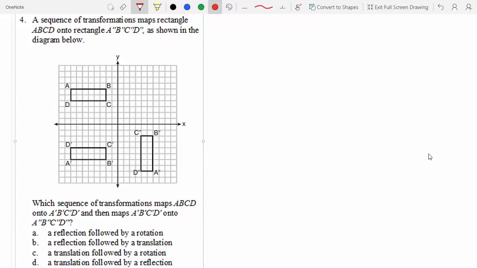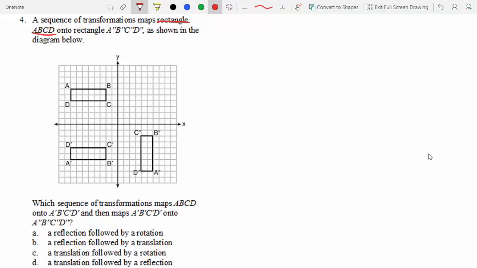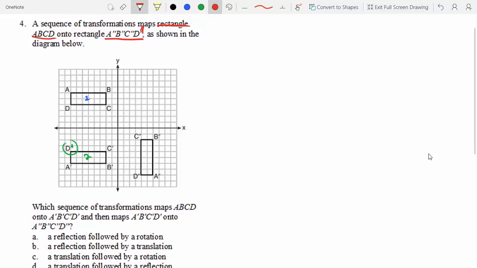Alrighty, so it says a sequence of transformations maps rectangle ABCD onto A''B''C''D'', as shown in the diagram below. And I can see this one here is like the first because there's no prime notation. And then the second is this one here because there's a single prime notation. And then the third will be right there because there's a double prime notation.